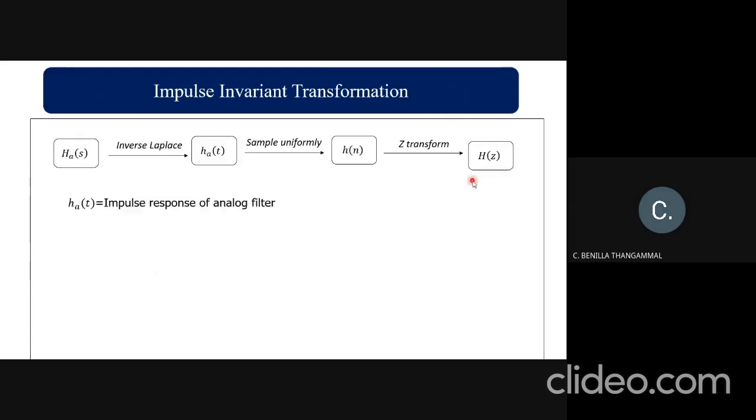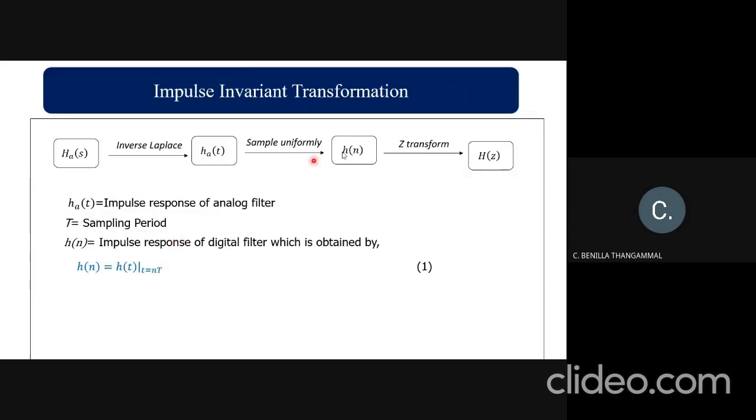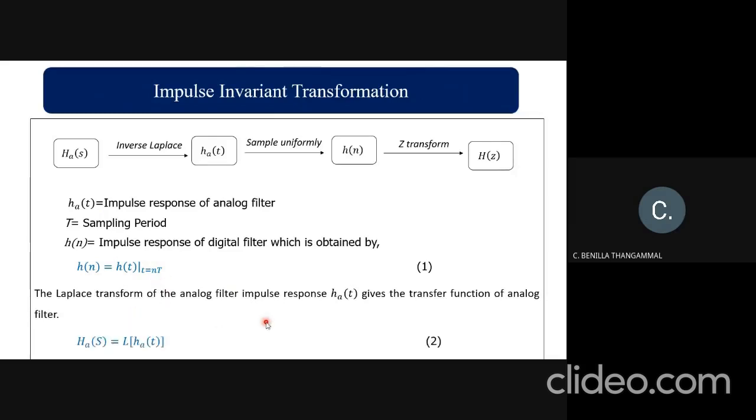Now let us get into the derivation. h(t) is the impulse response of your analog filter, and you sample it uniformly with sampling period capital T, and h(n) will be the sampled impulse response. The analog filter we consider has H(s), which is the Laplace transform of h(t), that is, h(t) is the inverse Laplace transform of H(s).